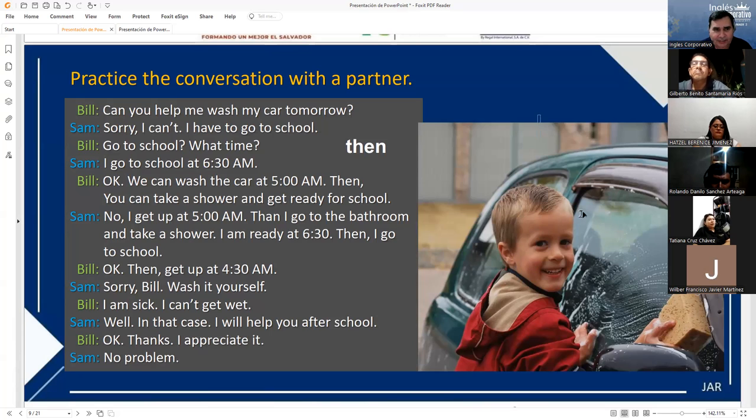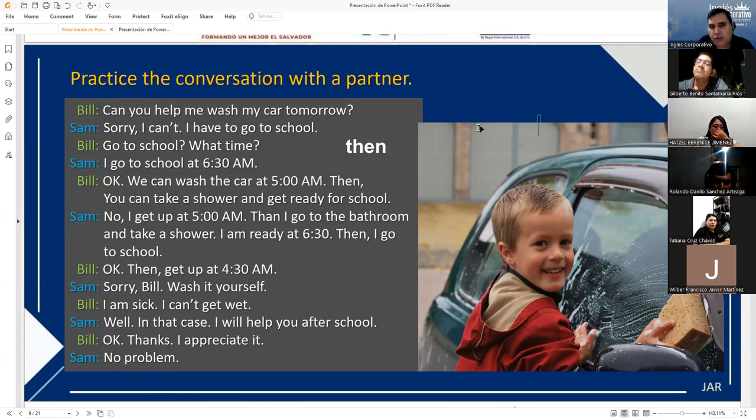This is Sam, little Sam. Okay, and the big brother is lazy. Bill is the big brother. Sam is the small brother, the younger brother.